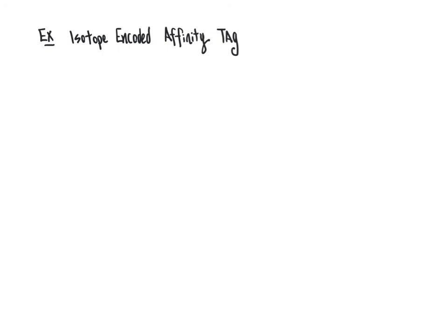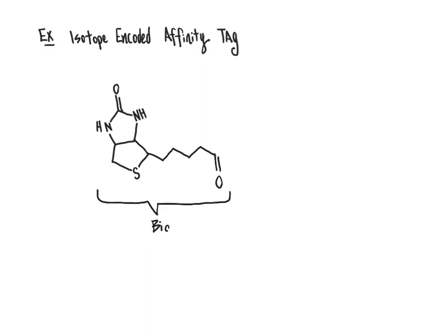So an example of an isotope coded affinity tag, starting with the affinity tag portion of this molecule. Very commonly, biotin, the biomolecule that I'm drawing out here, is used as an affinity tag that will enable proteins or peptides to bind, meaning interact strongly with the packing of the protein chromatography column. So if we draw out this biotin affinity tag, I'm drawing the structure of biotin right here. I will label this portion of the molecule. This is our biotin affinity tag.